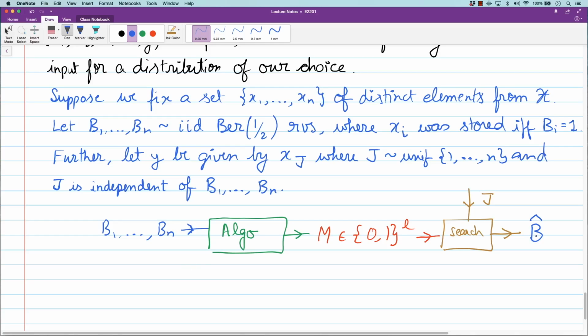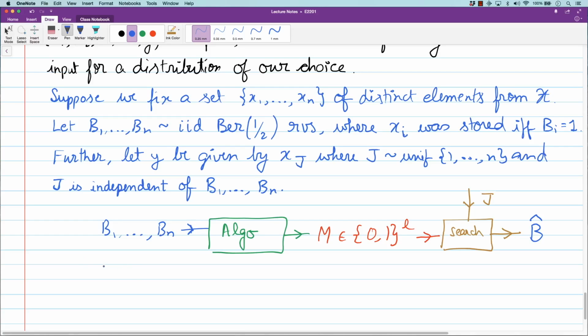So what do you want to check from b hat? We want to check b of j. We want to make sure that b hat, the final output, matches b of j, because j denotes the index you're looking at, and you can just check bit j. If b_j equals 1, b hat must be 1. If b_j equals 0, b hat must be 0.